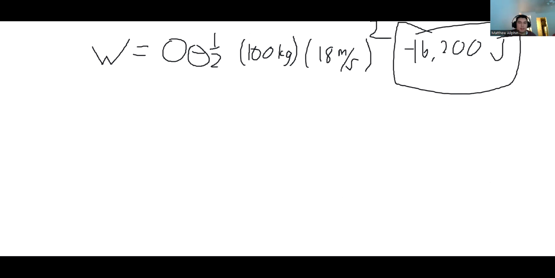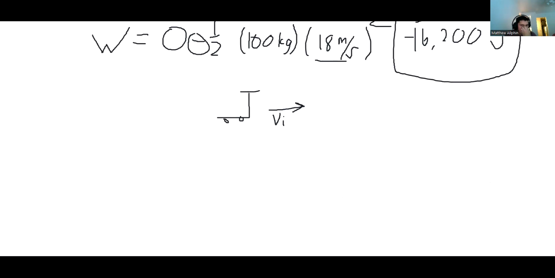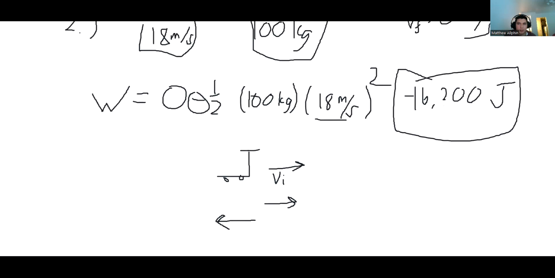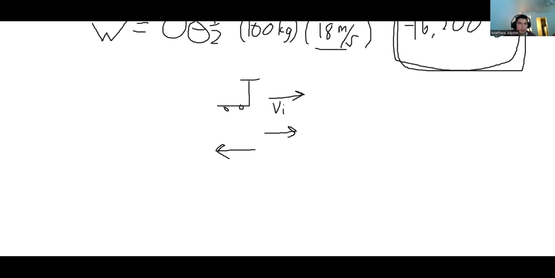Yeah, because the brakes, if we think about it, say this is the scooter, I know it's a wonderful drawing. If the scooter is moving this way with an initial velocity of 18 meters per second, so my motion is in this direction, but the force that the brakes are applying is in the opposite direction. Therefore, since the force is opposite, my work being done should be negative, since it's opposite to the direction of motion. Hopefully that makes sense.